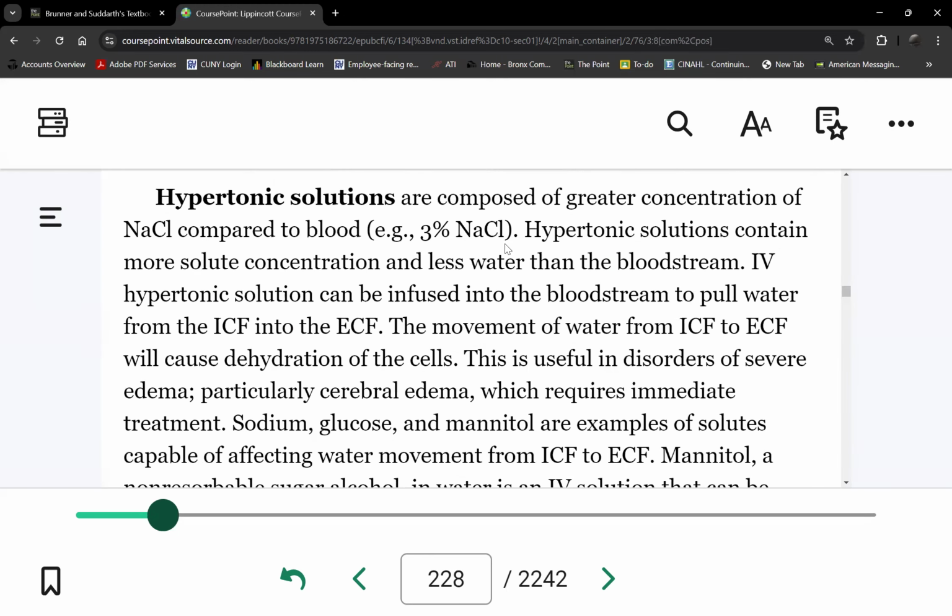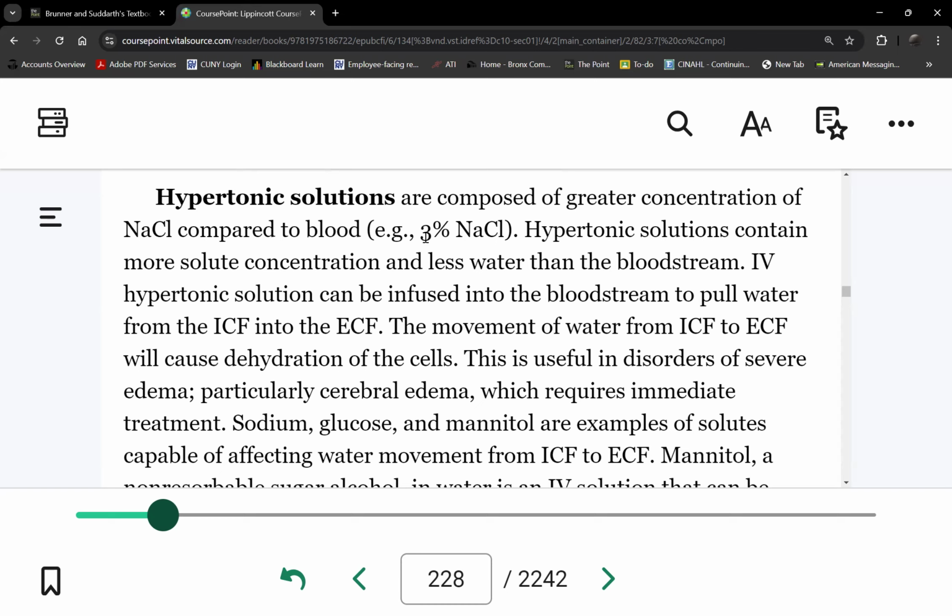Finally, hypertonic solutions. These are solutions that are higher in concentration compared to plasma. So anything higher than 0.9% is hypertonic. So most dextrose solutions, so D5 normal saline, D5 LR, D5 and a half, anything with 5% dextrose or 10% dextrose or 20% dextrose, or in the case of saline, 3% saline, these are all hypertonic solutions.